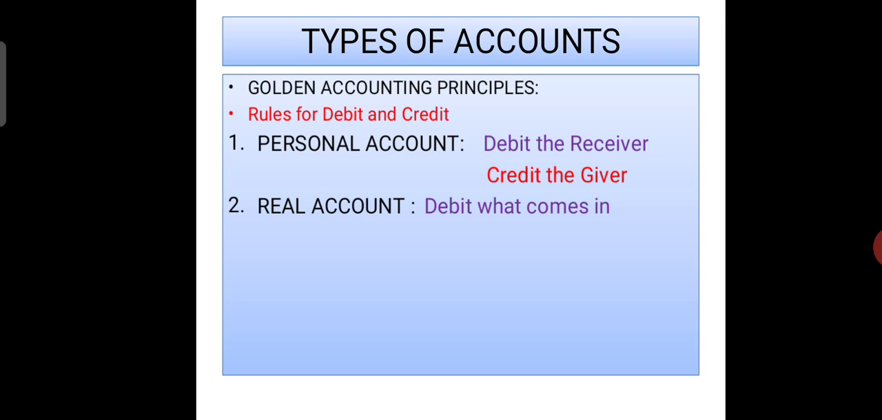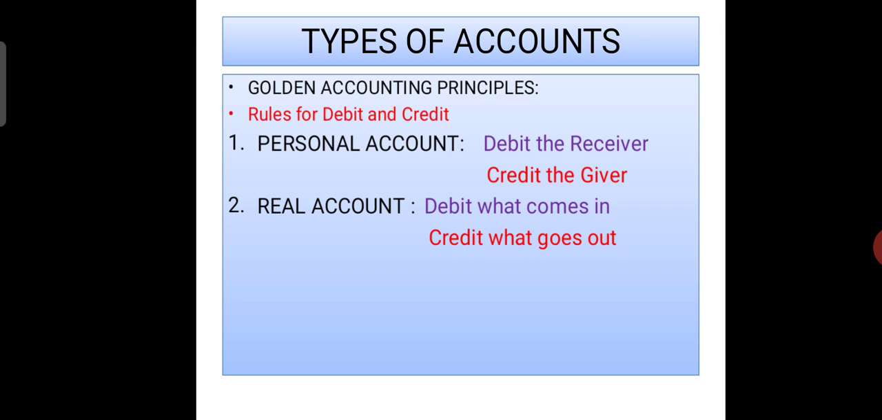So what is the real account principle? Debit what comes in, credit what goes out. Students, here suppose you purchase a computer. When you purchase the computer, is the computer coming into the business or going out of the business? Answer my question. Yes, your answer is correct. When we purchase, the computer comes into the business, so that asset, the computer account, should be debited.